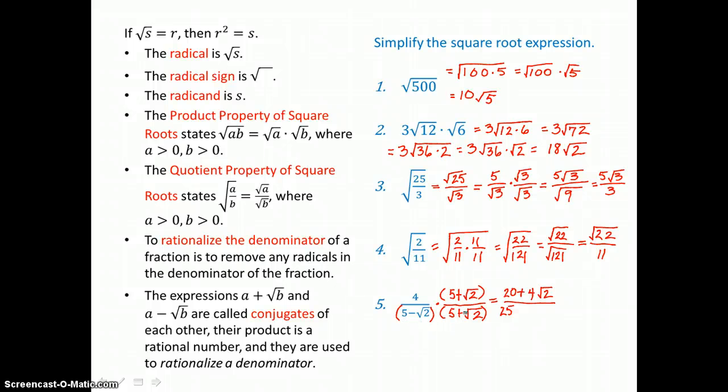So positive 5 square roots of 2 and negative 5 square roots of 2 sum to 0. We have no middle term. And then negative the square root of 2 times positive square root of 2 is going to be negative the square root of 4. And the square root of 4 is 2. So in the denominator, I have 25 take away 2, which is 23. So this is the way I would leave my answer, with the denominator having no radicals.